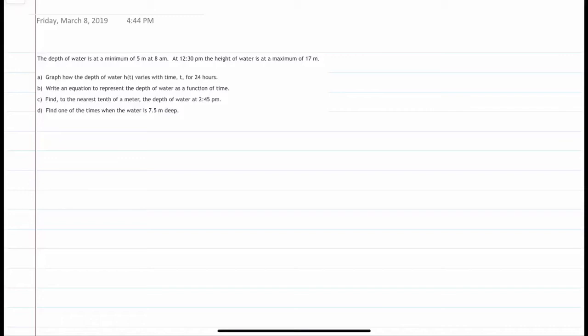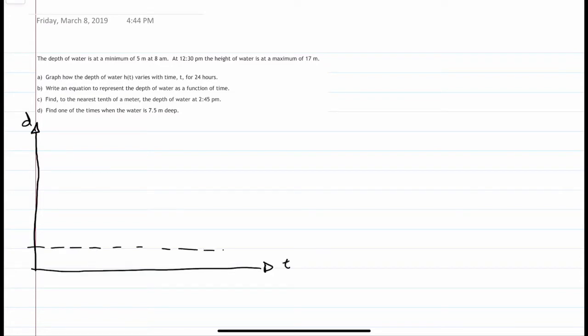The depth of water is at a minimum of 5 meters at 8 a.m. At 12:30 p.m., the height of the water is at a maximum of 17 meters. The trig tides question is a really typical application for this unit. So for all of the applications, you always want to get a sketch of what's going on first.